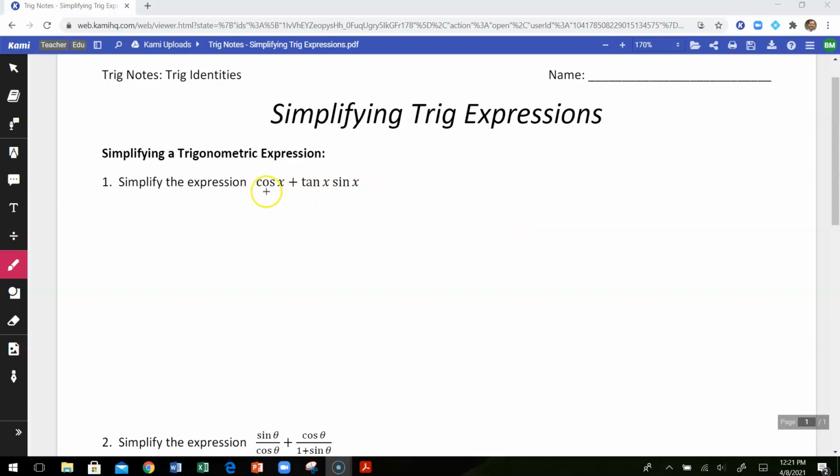Alright, in this video we are going to look at some expressions. We are going to simplify them. It's a task you should be familiar with. However, all of our expressions are going to be trig expressions. So we have a lot of trig functions going on here.